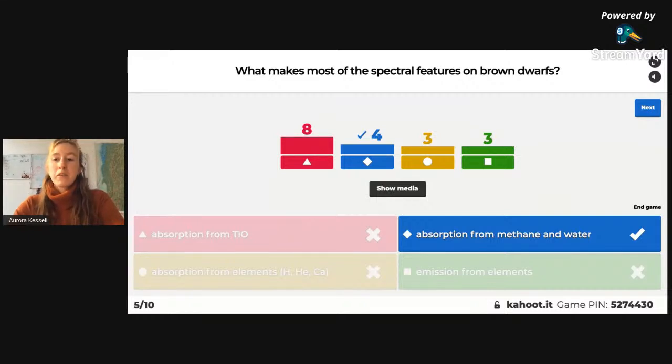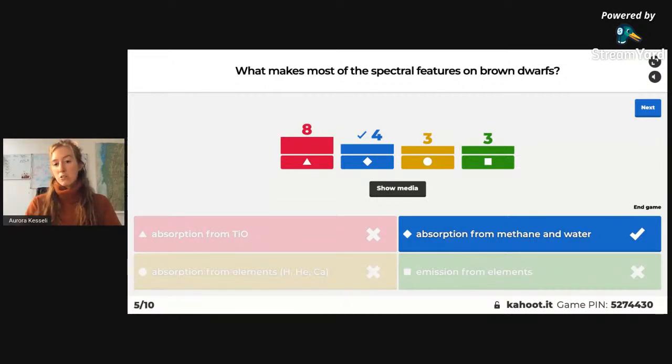Okay, so this was a little bit of a tricky question because I had absorption from two different molecules, and I didn't talk about this too much in depth, but it did seem like most of you chose the absorption from the molecules, which is good. So at lower temperatures, most of the features are from molecules and they're not from elements. So hydrogen and helium, we don't see too much absorption from things like that in the brown dwarfs, which are even cooler than stars. So then you had to choose between titanium oxide and methane and water.